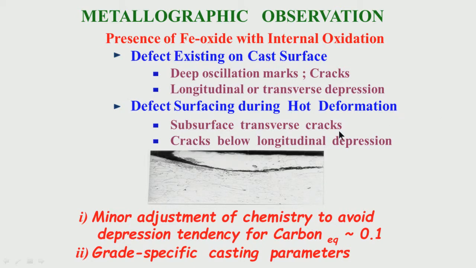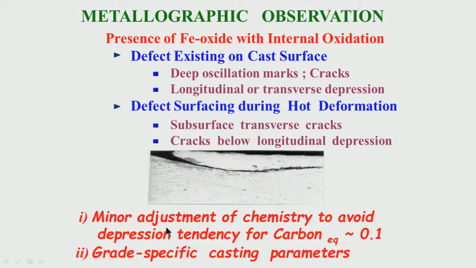So, that means subsurface transverse cracks were there, or cracks were below longitudinal depression, either on the surface or below the surface. So, they have come to the surface during hot deformation. Normally this type of defect, as I was telling you, you will find near the edges and in grades which we call peritectic grades, that means the carbon equivalent is around 0.1, or in the stainless steel family it is 304 grade, where the chemistry is near the peritectic start region, around 0.55 nickel equivalent by chromium equivalent.